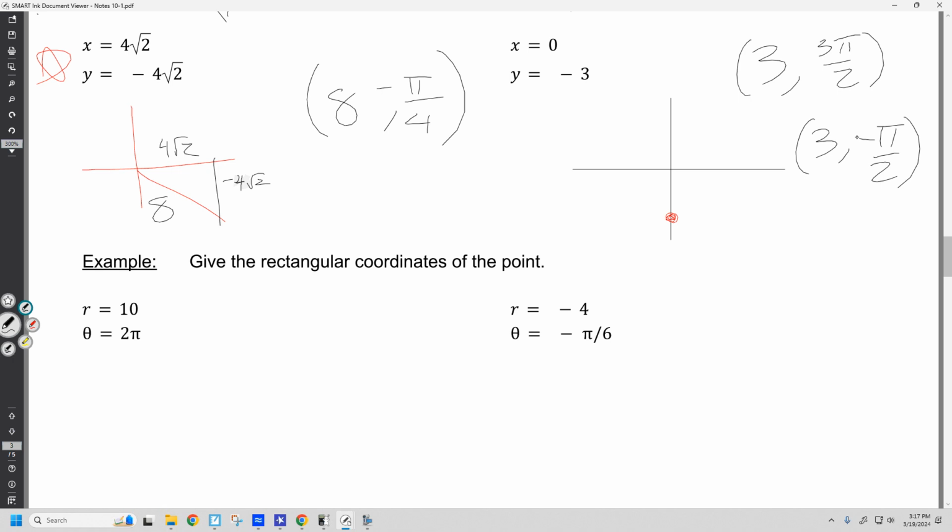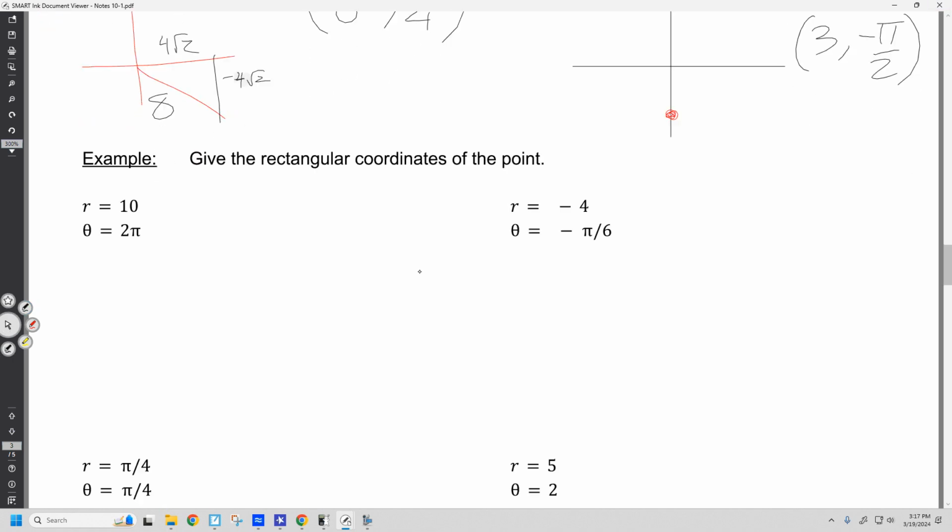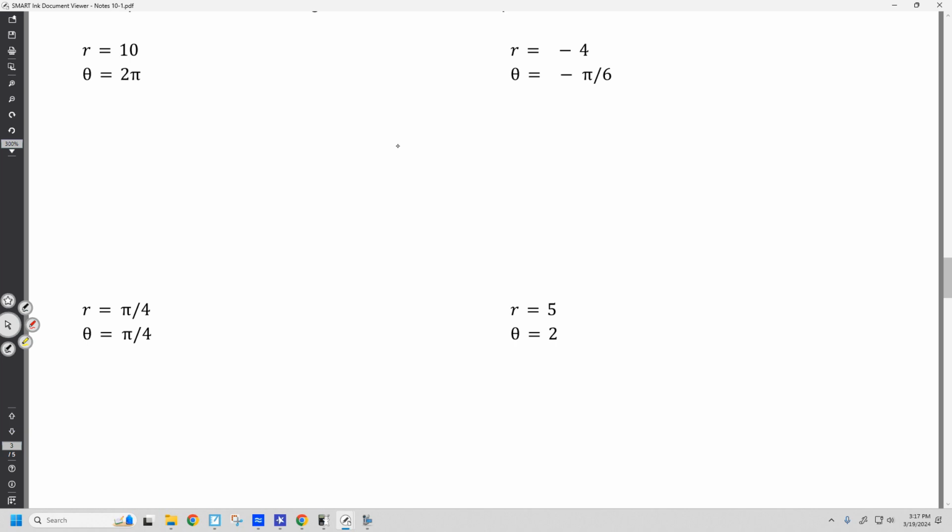If we went in the other direction, well, some of them are going to be more obvious than others. If I have an r of 10 and a theta of 2 pi, well, where's the theta of 2 pi? It's all the way around our circle, coterminal with 0. R of 10 means we're 10 away. Okay, I can see I've gone to the right 10. I've not gone up or down at all. Here is my XY point that I just figured out.